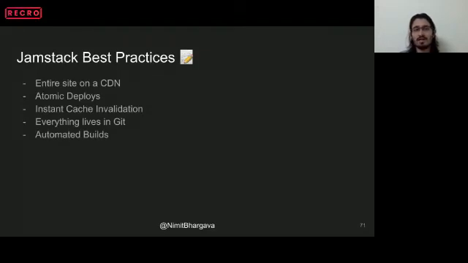So yeah, coming back, your entire site should be on CDN. You should have atomic deployments. You should have instant cache invalidation. Every data that you see, like a blog post or any documentation link, anything should live on Git. And you should have automated builds. Nobody should be doing manual builds or running something. The moment somebody merges a PR, there can be a webhook that updates or builds these things.